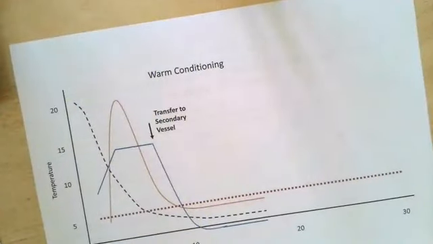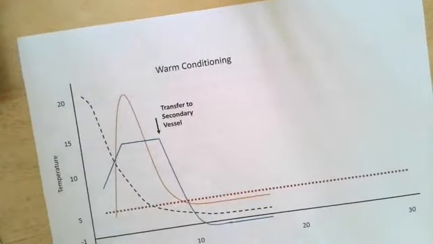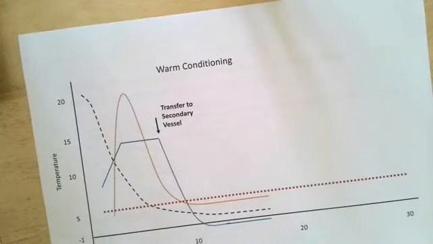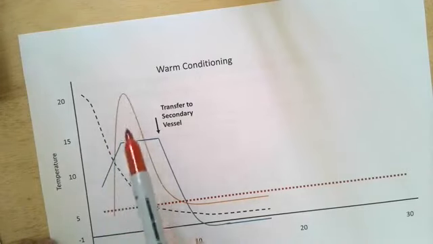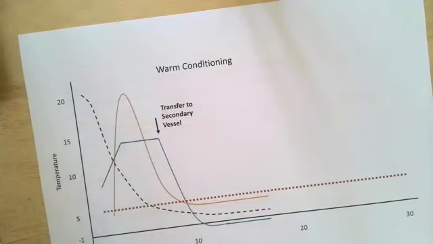Now this is the graph of the fermentation using warm conditioning, and you can see that it's much quicker, right? Your gravity comes down much quicker, and that's because the temperature is a lot higher. But at the same time, your diacetyl level drops much quicker as well. And this is just because the yeast is more active at this temperature. Now, there is potentially a downside to this.